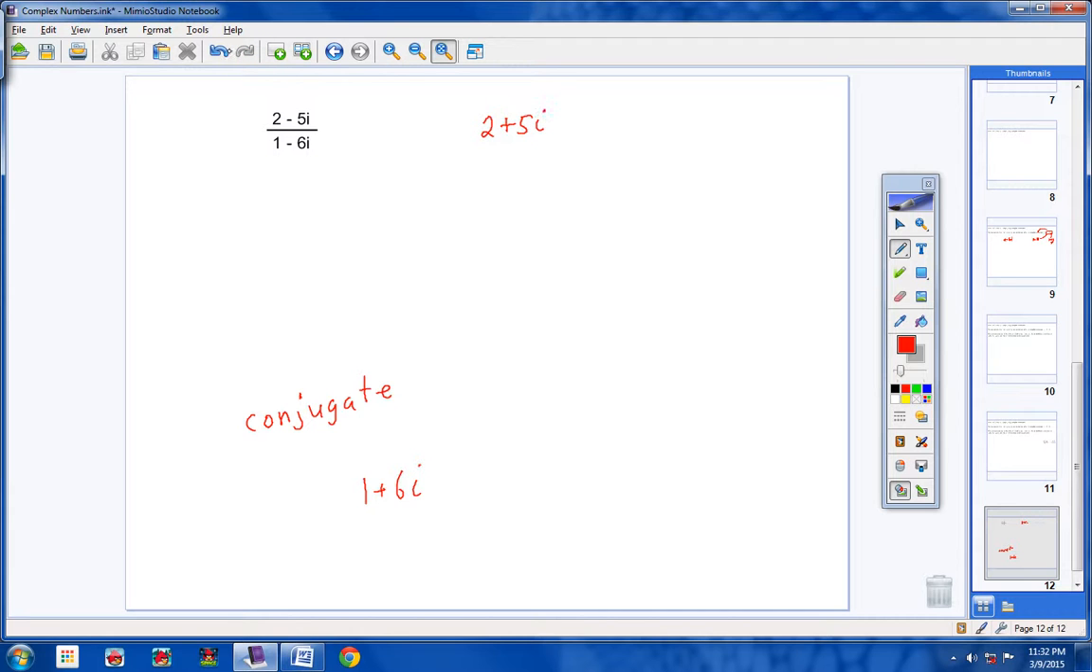Do you understand that okay? If I had an imaginary number like, I don't know, 2 plus 6i, the conjugate of this would be 2 minus 6i. It's a very simple concept. We're going to use the conjugate to simplify or to divide these two complex numbers. What you always do is you take the conjugate of the denominator and you multiply it times the top and the bottom. Well, the conjugate of the denominator is 1 plus 6i. Now you're allowed to multiply.